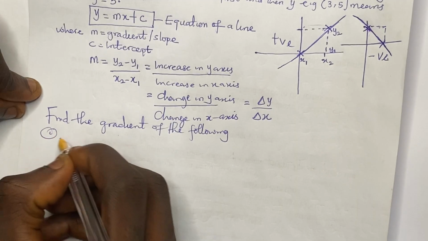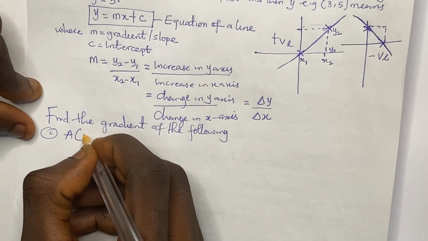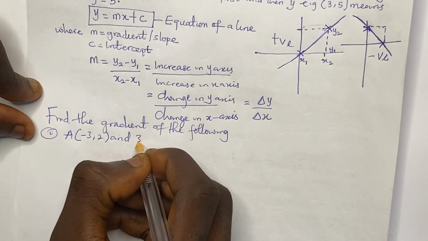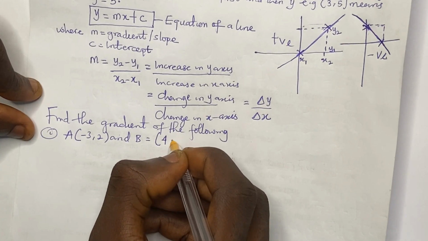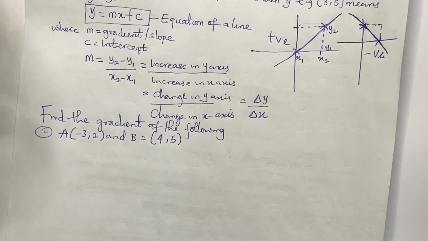Gradient of the following. Let's see, number one, we have point A equals minus 3, 2, and B equals 4, 5. Now, if you look at this, is it going to be a positive graph or a negative one? You don't know. Even I myself, I don't know. So let's do this number one first.